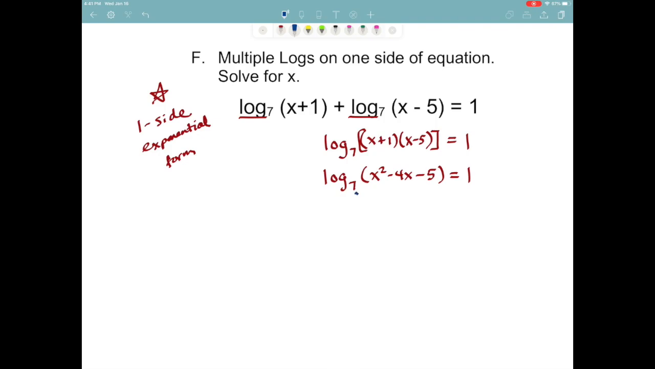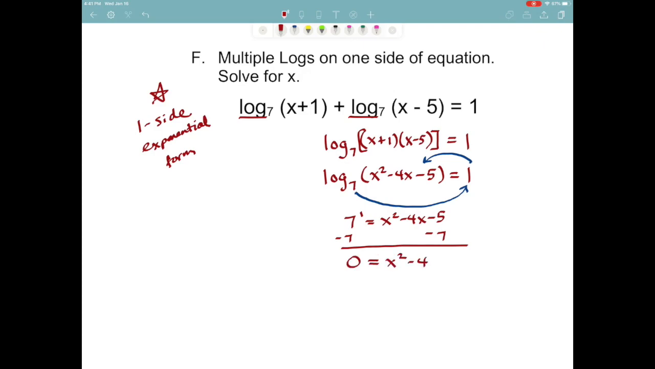We'll take our base, 7, the exponent, 1, and that should equal our value. Rewrite this: 7 to the first power equals x squared minus 4x minus 5. Now it's just a quadratic. Let's subtract 7 from each side. We have 0 equals x squared minus 4x minus 12.